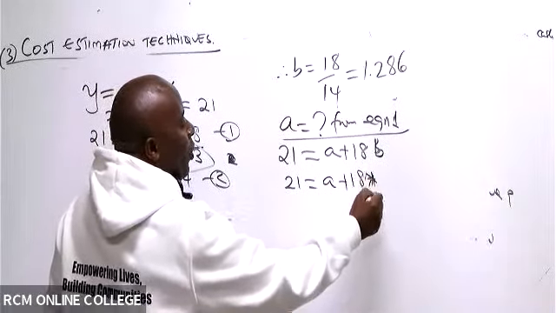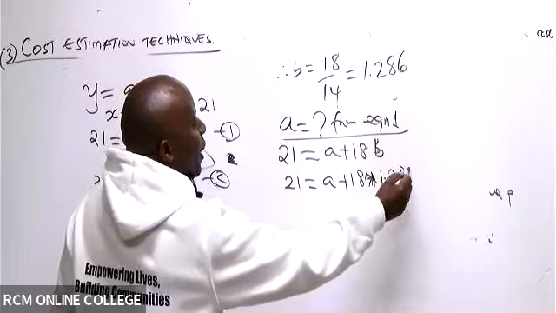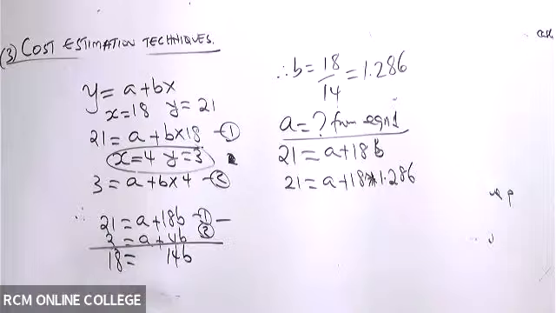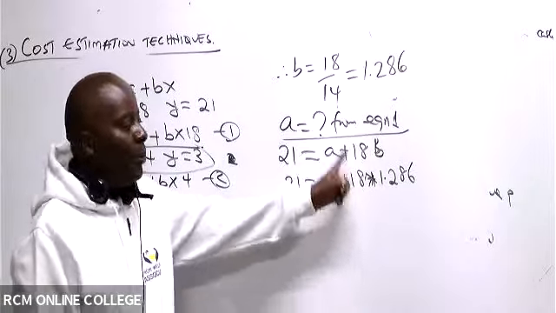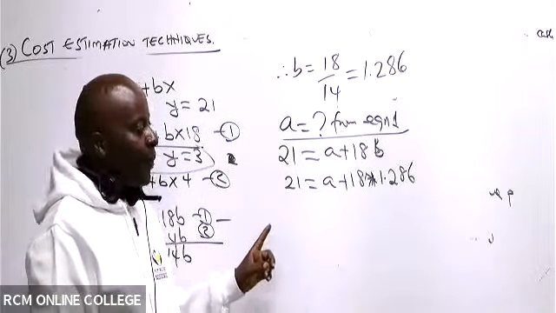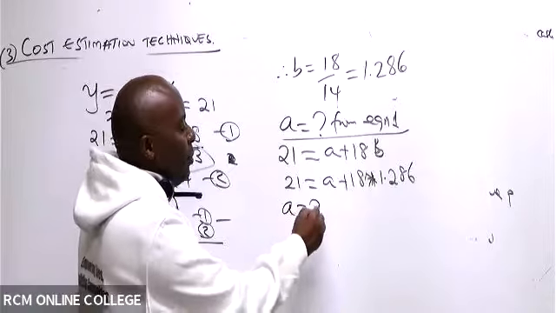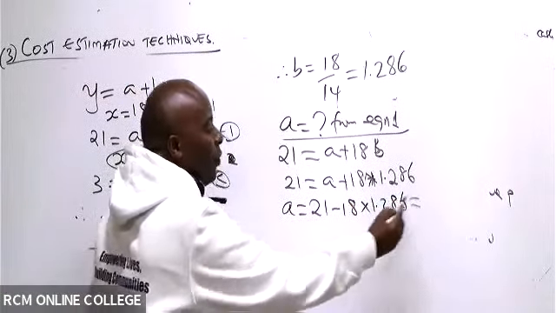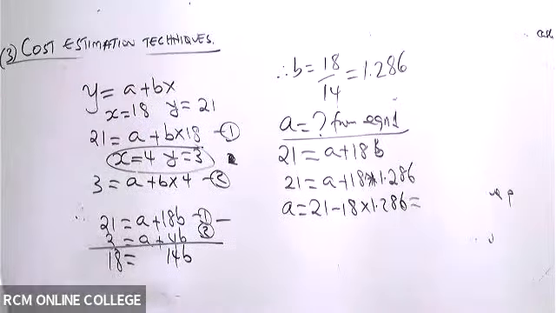The value of b, ladies and gentlemen, is 1.286, isn't it? Is 1.286. Meaning, my good students, that this number must come to the other side and it will have to change in terms of sign. Meaning that my A will be 21 minus 18 times 1.286. Then you give me the final answer.